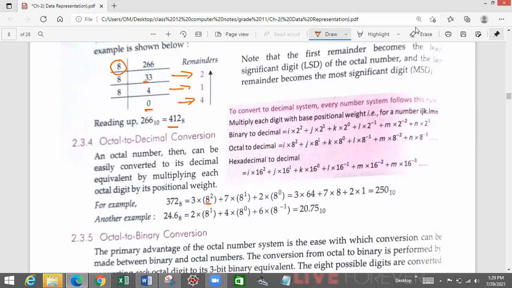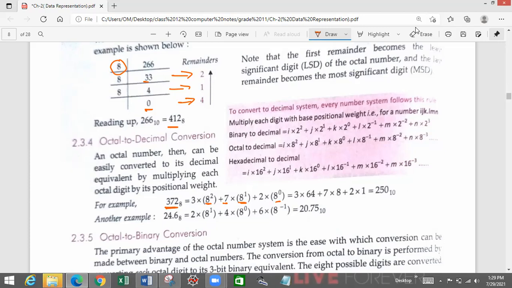This number is given in octal, 372. So how are we writing? We are counting the positions. 3, after 3 there are 2 digits, so we are writing 3 into 8 to the power of 2. Then we are writing 7. After that there is only 1 digit, so we are writing 8 to the power of 1. For 2 there are no digits after that, so we are writing 8 to the power of 0.